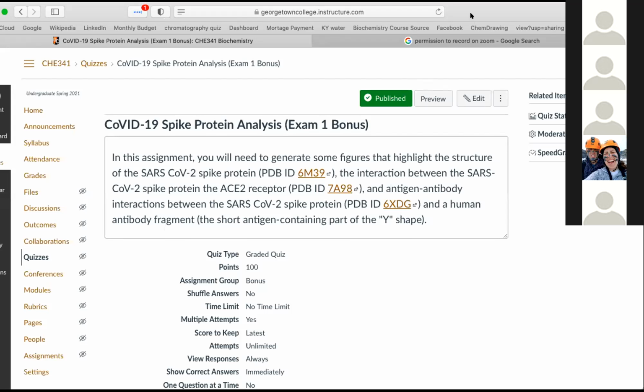So if you think about the Y-shaped shape of antibodies, the ends of the Y at the top are where the antigens would be. And the antigens are what identify the invader, right? It's where there's variation in your antibodies, and that's what's going to bind to the target. So we've got essentially the fragment of this antibody. You don't have the whole antibody. It's not a real thing, but it's just the one Y leg with the antigen site on it.